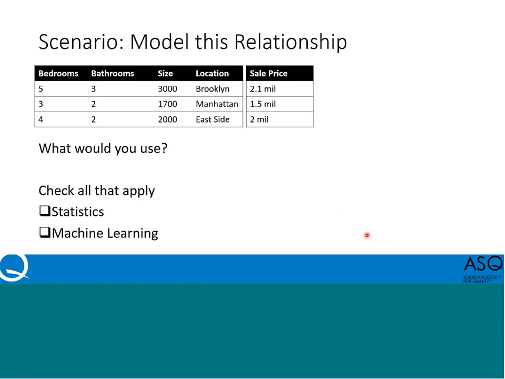And now we're going to go back to this relationship and walk through how a statistician might deal with this problem versus a machine learning engineer. So here's our data set. And the question here is very vague: model this relationship. And this is where some of the differences start to matter between the two.